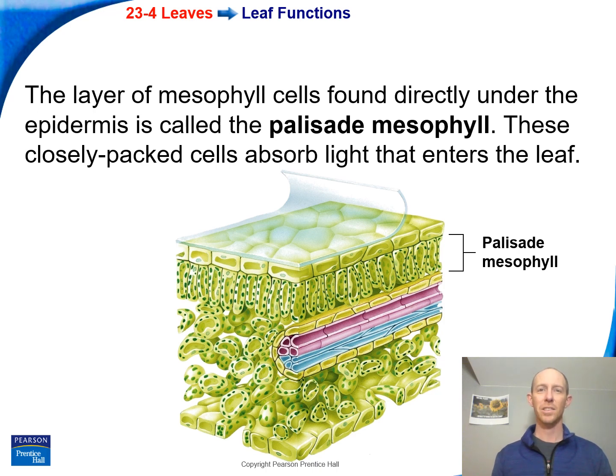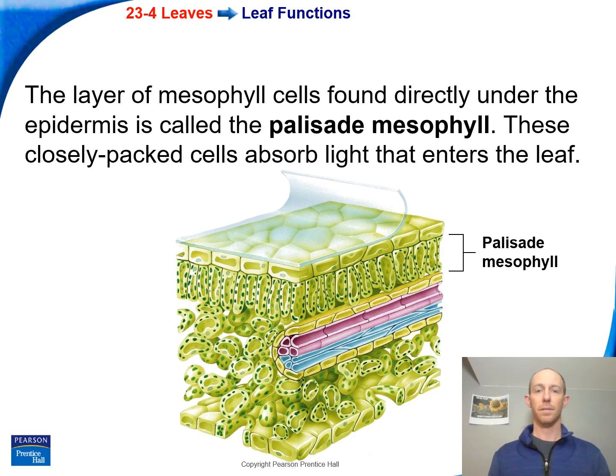Yes, chloroplasts. Excellent. Most of the chloroplasts in a leaf are on the upper surface. That makes sense because that's where the sunlight is, right? Most sunlight hits the upper surface of a leaf. So these palisade mesophyll cells are where most of the chloroplasts in a leaf are jam-packed in there, and it is the primary site of photosynthesis within a leaf.